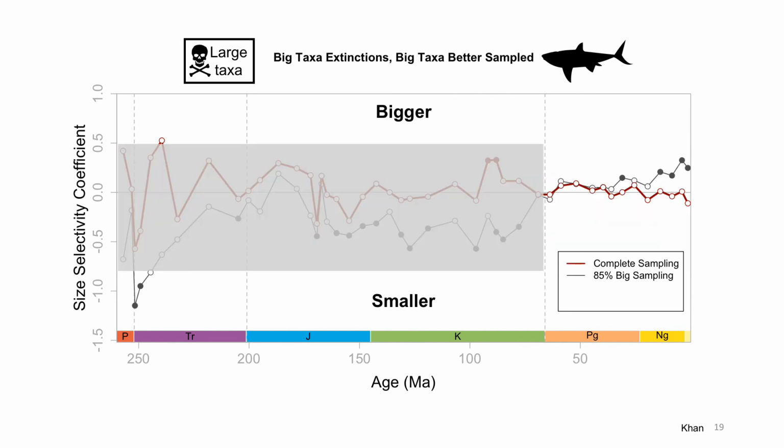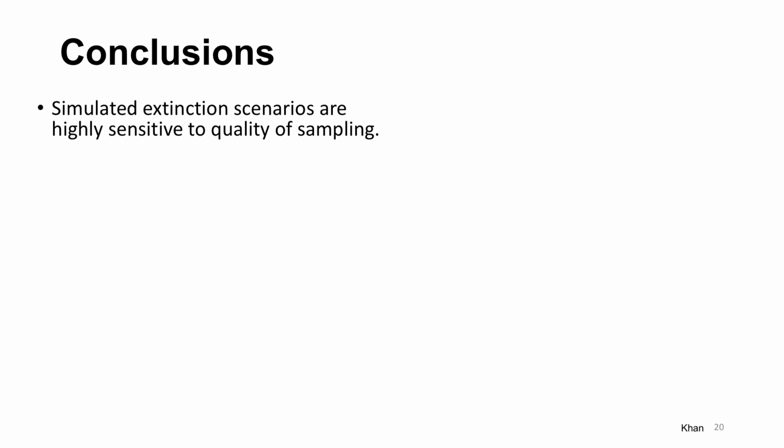In the Paleogene and Neogene, even though big taxa are better sampled, they appear to be more at risk than suggested by the full record. These bring us to our conclusions. Our simulated extinction scenarios are highly sensitive to the quality of sampling.